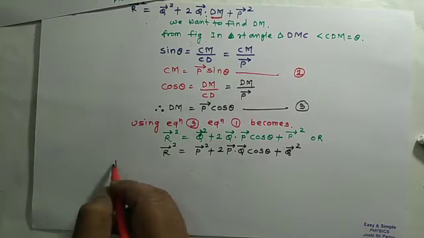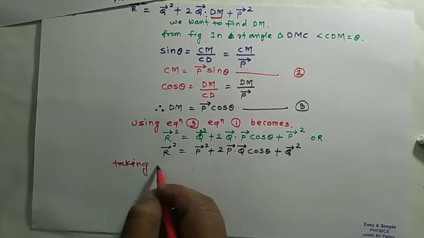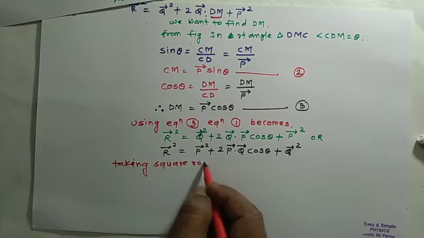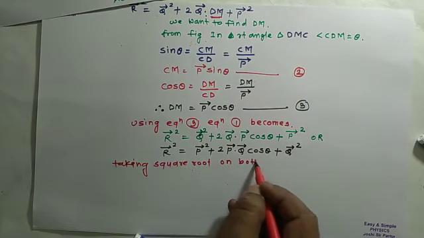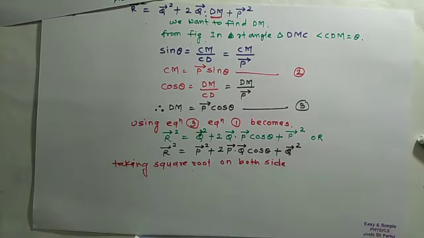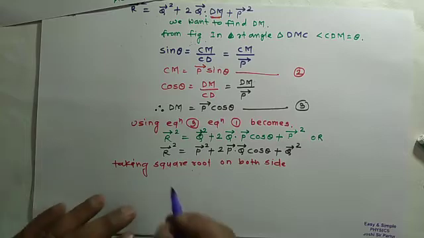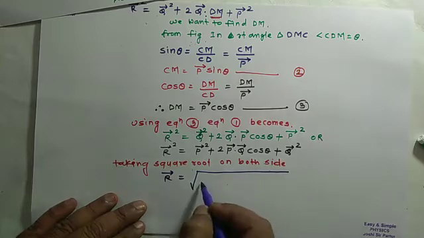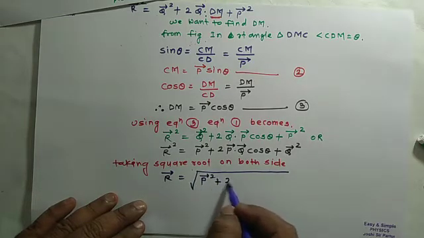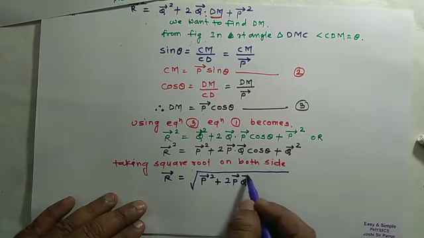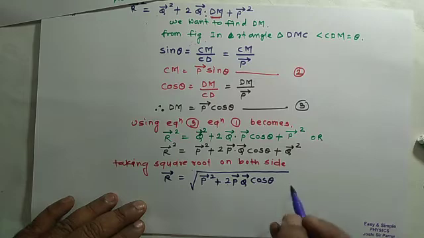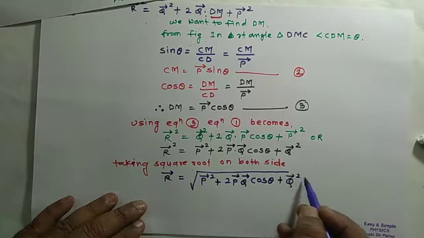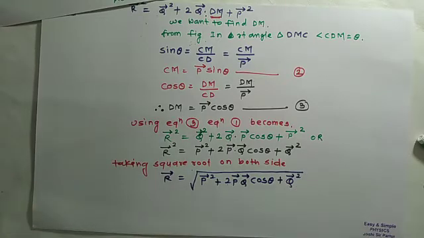By taking square root on both sides, we can write vector r is equal to square root of p square plus 2 times p q cos theta plus q square. This is the resultant vector, but we can find its magnitude.